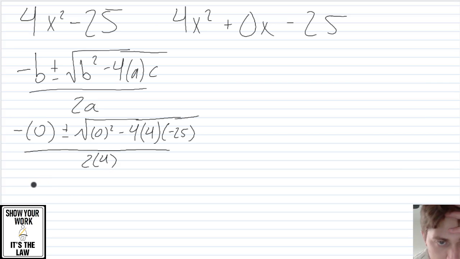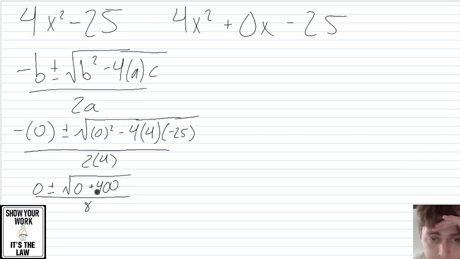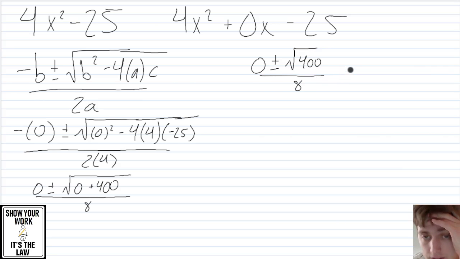All right, let's start simplifying things. Negative 0 is just 0, plus or minus the square root of 0 squared is 0, minus 4 times negative 25. Let's do negative 4 times negative 25. That's going to be positive 100, and 100 times 4 is 400. So plus 400 divided by 8. All right. 0 plus 400 is going to give us 400 divided by 8. And then the square root of 400, I believe, is 20. Okay, divided by 8.